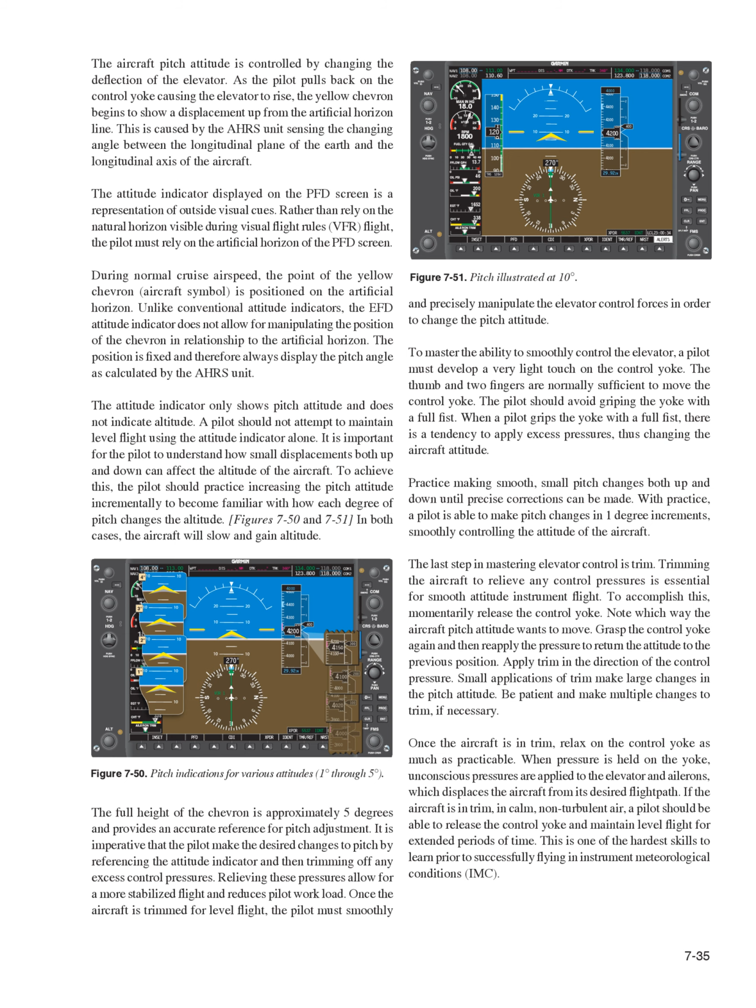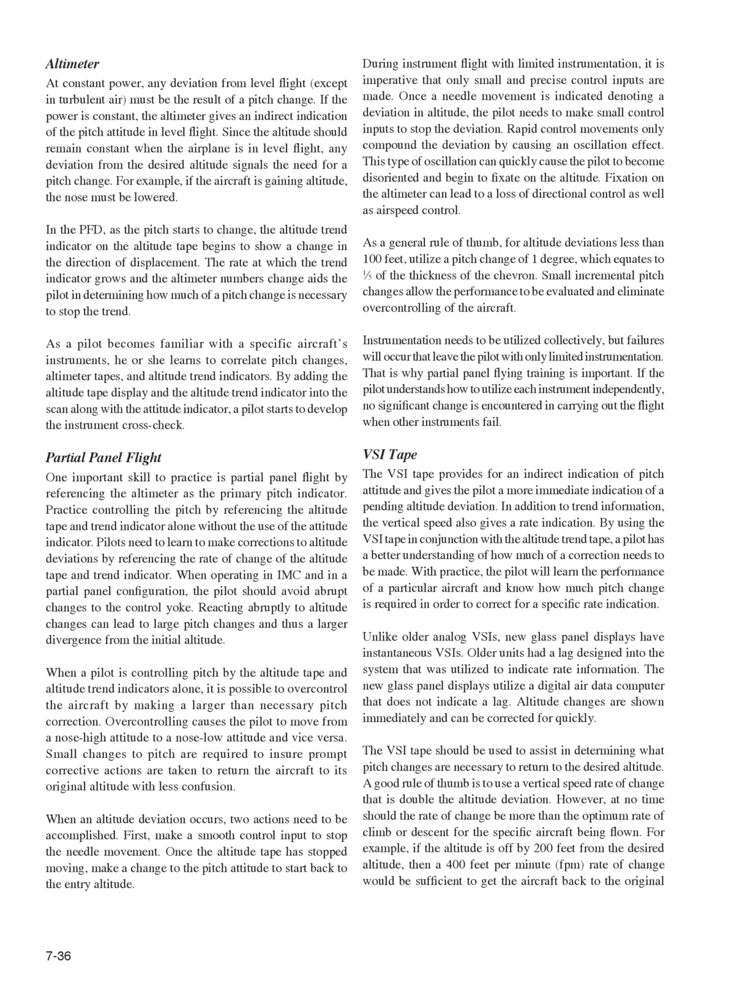Altimeter. At constant power, any deviation from level flight, except in turbulent air, must be the result of a pitch change. If the power is constant, the altimeter gives an indirect indication of the pitch attitude in level flight. Since the altitude should remain constant when the airplane is in level flight, any deviation from the desired altitude signals the need for a pitch change. For example, if the aircraft is gaining altitude, the nose must be lowered.